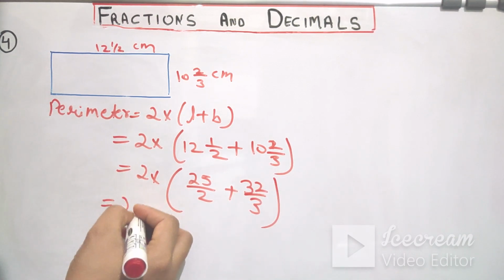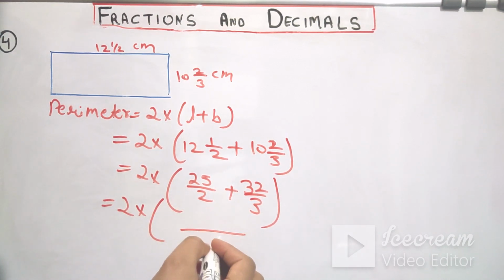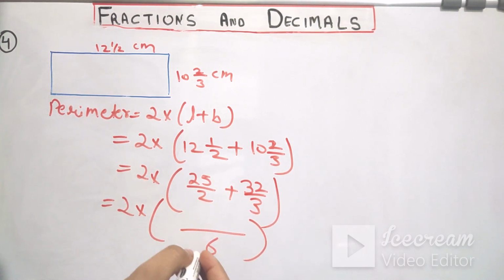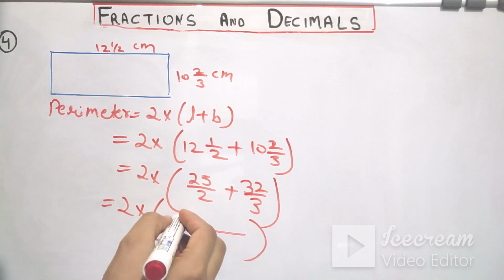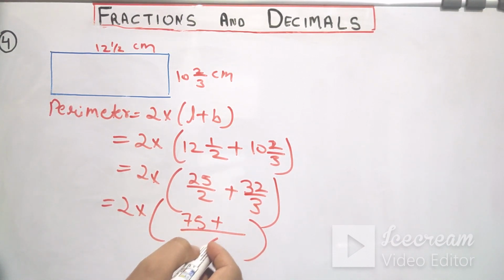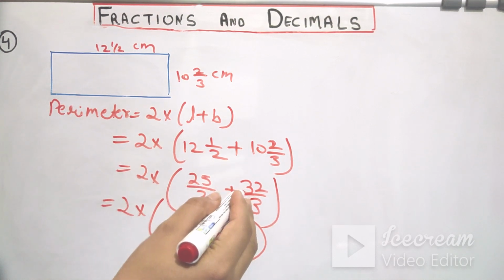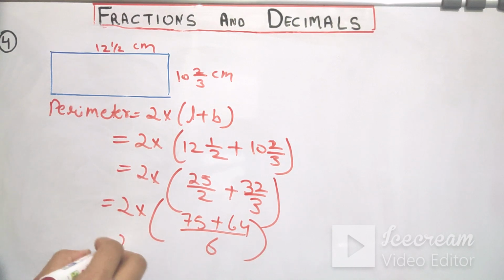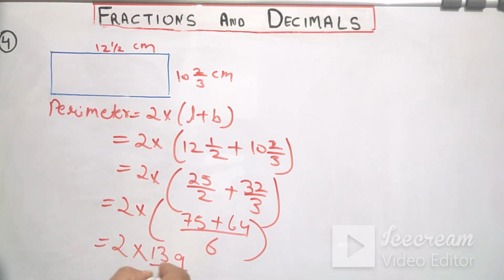Okay, so simply 2 multiply, we'll take the LCM of 2 and 3, then when we divide 2 and 6, what will we get? 3. And 25 multiplied by 3 will be 75, plus 3 into 2 is 6, so we will multiply 32 into 2, that means 64. Okay, so we will solve this one, we will get it, this is the answer.